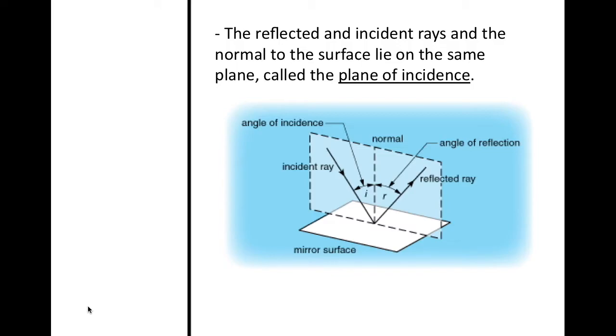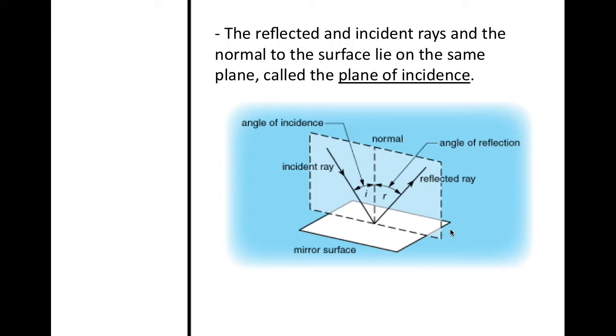The reflected and incident rays and the normal to the surface all lie on the same plane called the plane of incidence. It may be difficult to see this from most of the drawn diagrams that you will encounter, but if we look at the picture below, you can see what we mean.